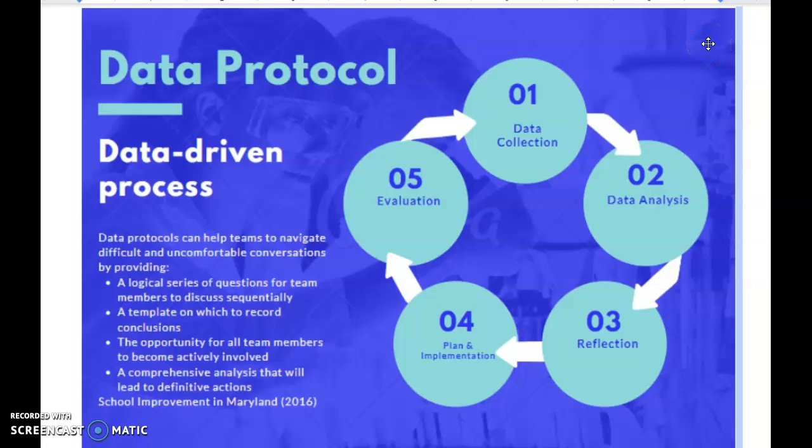Stage 1, data collection. This stage will tell us where are we now. Stage 2, data analysis. Stage 3, reflection. These 2 stages will tell us how did we get to where we are now. Stage 4, plan and implementation. This stage will tell us how are we going to where we want to be. Stage 5, evaluation. This stage will tell us is what we are doing making a difference.